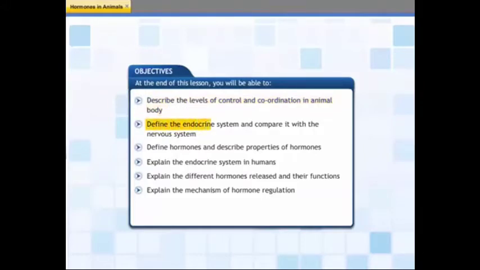Define the endocrine system and compare it with the nervous system. Define hormones and describe properties of hormones. Explain the endocrine system in humans. Explain the different hormones released and their functions. And explain the mechanism of hormone regulation.